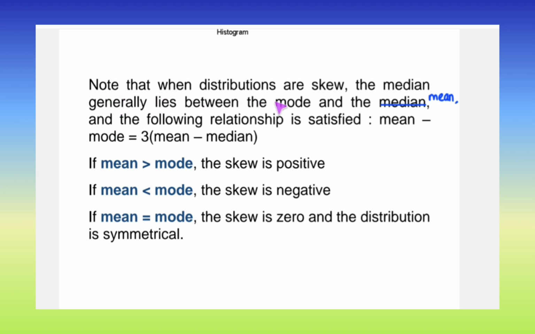Note that when distributions are skewed, the median generally lies between the mode and the mean, and the following relationship is satisfied. Mean minus mode is equal to 3 times mean minus median. If mean is more than mode, the skewness is positive. If mean is less than mode, the skewness is negative. If mean and mode are equal, the skewness is 0 and the distribution is symmetrical.